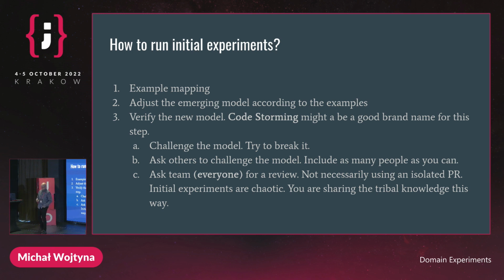Then we ask others about challenging the model, and finally ask everyone for a review. So in this step, in the code storming, that's the case where mob programming might actually work. I'm not a fan of mob programming, but that's the case where it might work, because we need to share the knowledge. We need to iterate faster. And we've got nothing. We are just working on something new. So this is extremely chaotic, but at the same time, the learning is exponential for the team.